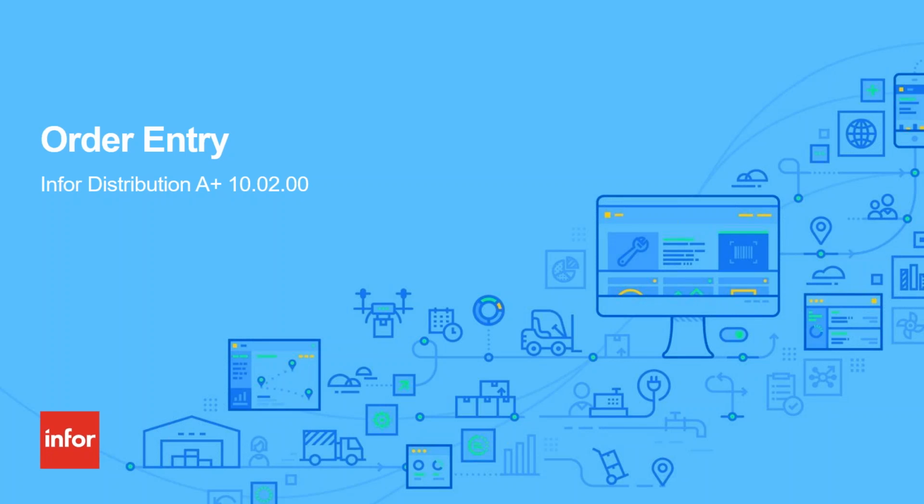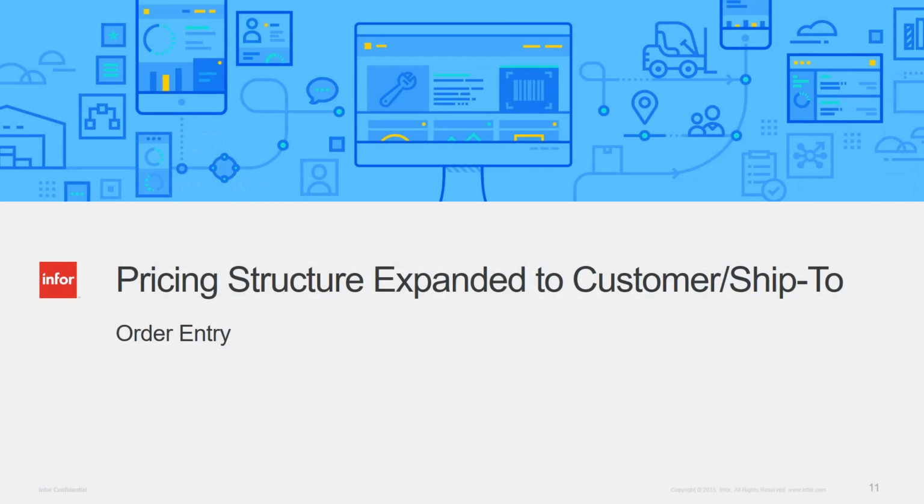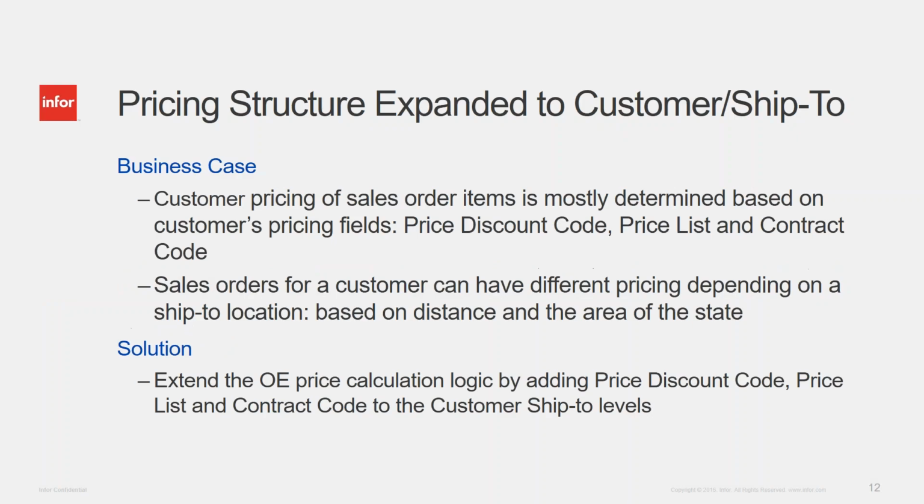With that, let's jump right into order entry. Pricing structure expanded to the customer ship-to level. Our business case: customer pricing of sales order items is mostly determined based on the customer's pricing fields, the price discount code, the price list, and the contract code. But the sales order for a customer can have different pricing depending on a ship-to location, based on its distance from the warehouse or a specific area of the state, or totally out of state.